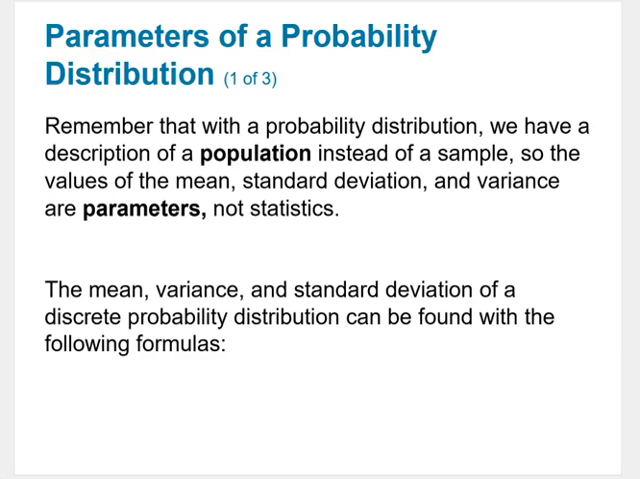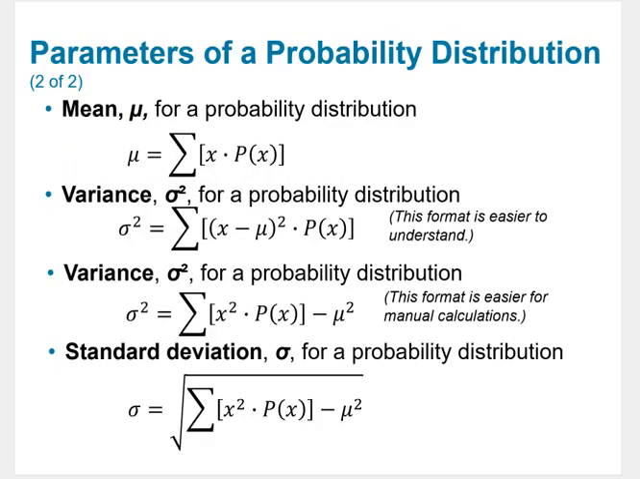So here are the formulas to find, if you have a probability distribution, the mean, the variance, and the standard deviation. This next slide right here is our list of all of the formulas that we're going to need. So the mean is very simple. You're just going to add up all of your x's times your probabilities. So multiply those and then add them all up, and there you go. That's your mean. Pretty straightforward.